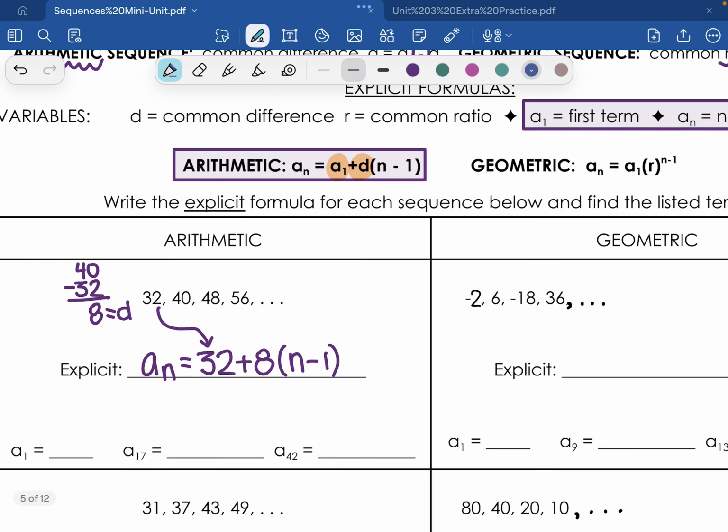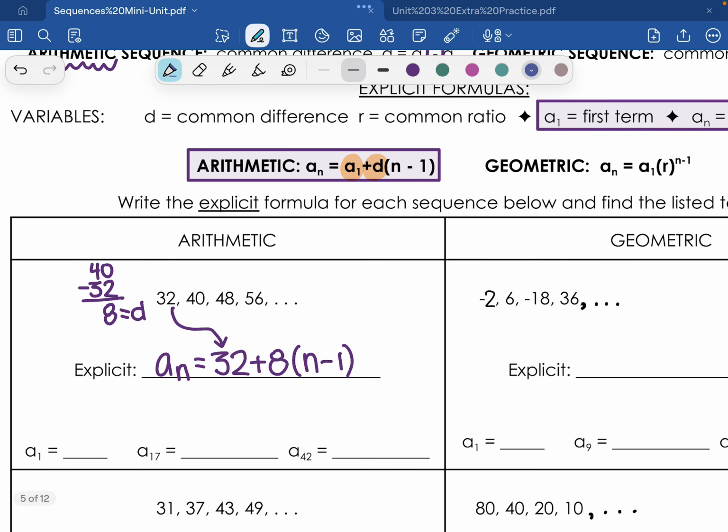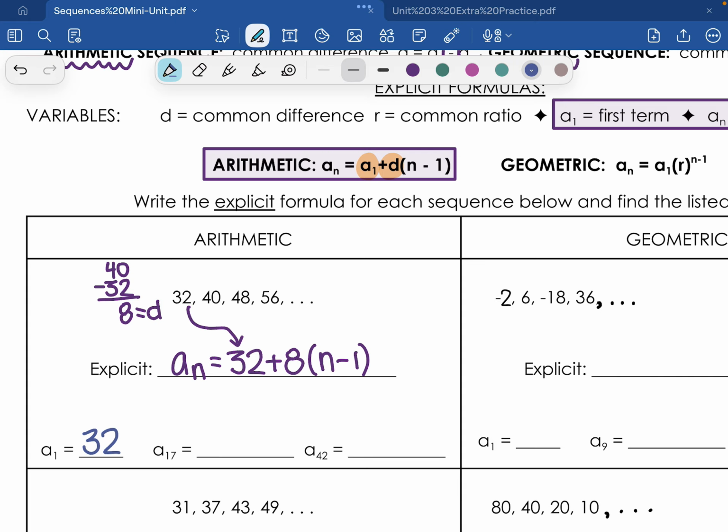But what we don't know is the 17th term. And I don't know about you, but I don't want to write out the answer after adding 8 sixteen times just to find the 17th term. So instead, I'm going to do 32 plus 8 times 16. Because n minus 1, if n is 17, n minus 1 would be 16.